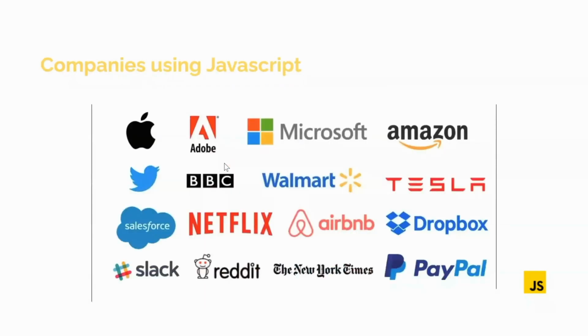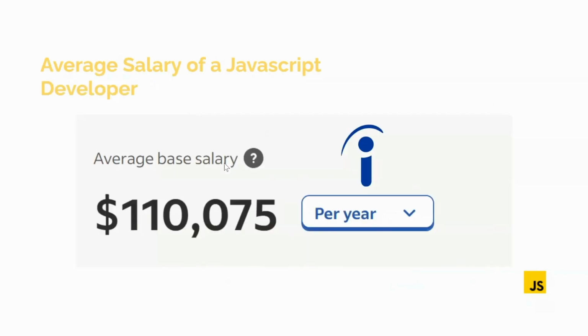Companies in JavaScript. A lot of companies over the years are using JavaScript. I would say basically most companies are using JavaScript, because for any company, it's very compulsory for them to have a website, and for them to have a website, they have to use JavaScript. So we have Apple, we have Adobe, we have Microsoft, we have Amazon, we have Facebook, we have Walmart. We have a lot of companies in JavaScript.